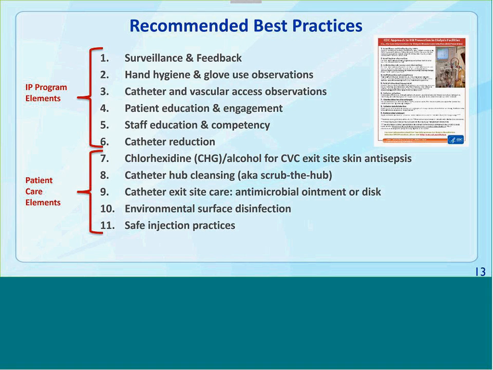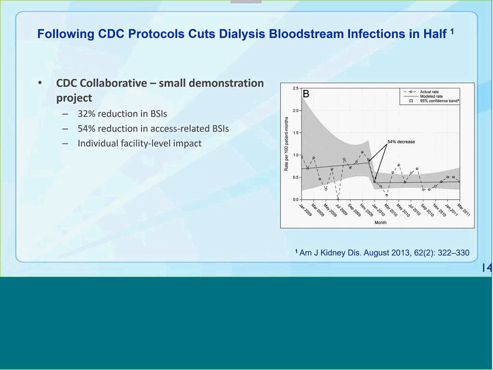So the recommended best practice is dialysis center. What happens if you follow the CDC protocols? After these were first published back in 2009, CDC did a small collaborative demonstration project with 17 centers, and said, okay, does it work? Will your bloodstream infection rates go down, with those 9 core interventions? And what we found was a 30% reduction in bloodstream infections, a 54% reduction in the access-related BSIs, and that the individual facility level impact was significant.